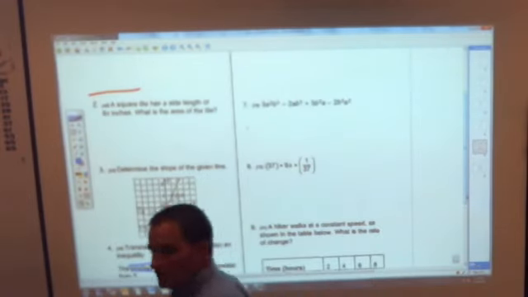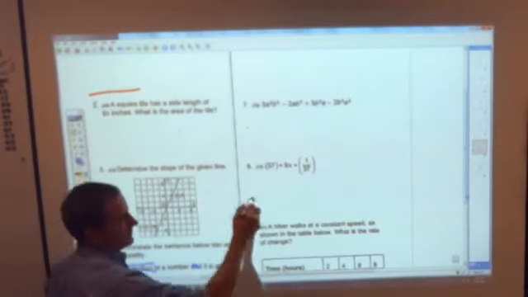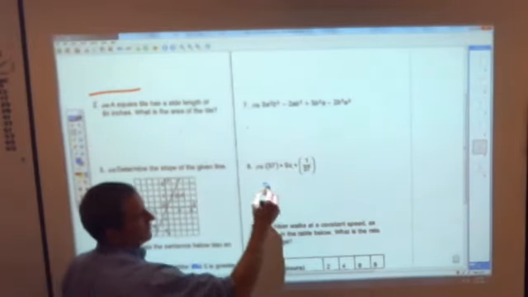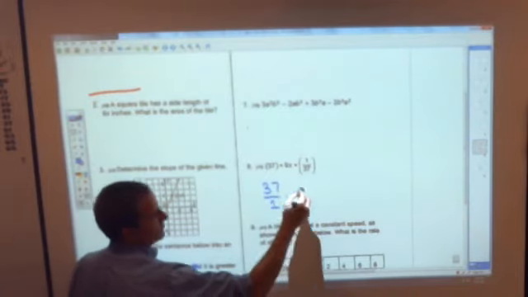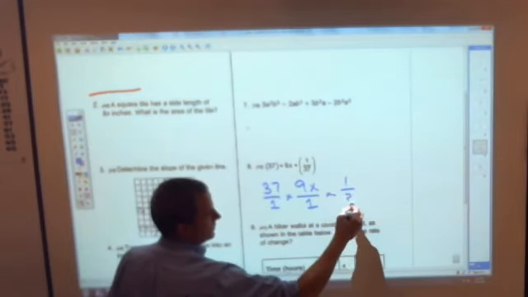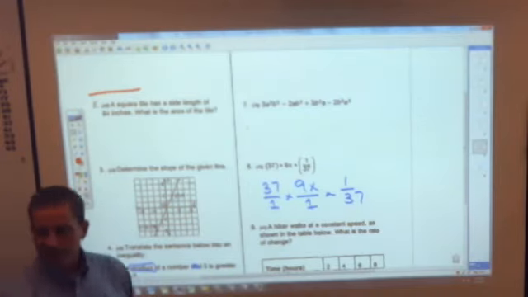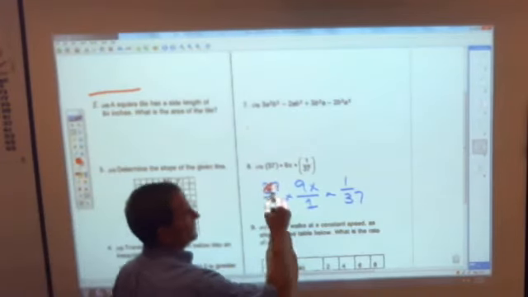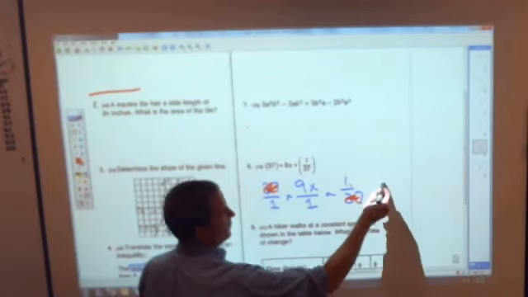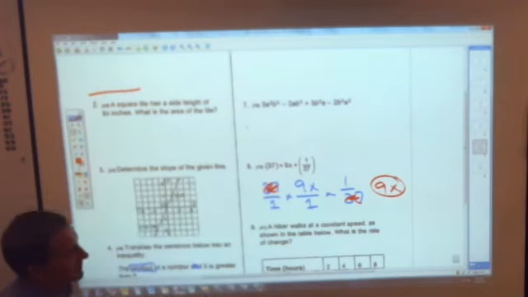Number 8 is a great lead into what I just did. Look at this, ladies and gentlemen, this is this times this: 37 over 1 times 9x over 1 times 1 over 37. What can cross cancel there? What number do you see on top and on bottom? These 37s can cross cancel, and guess what you're left with? 9x times 1 over 1 times 1 times 1. It's just that easy. 9x.